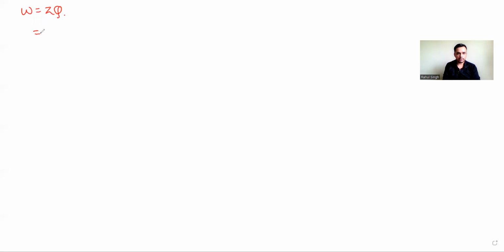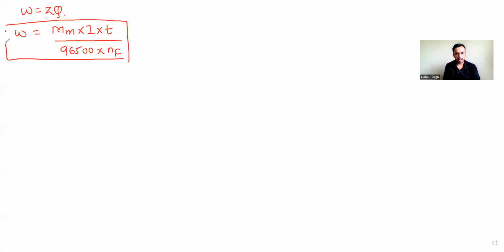And we have the value for Z, that is the molecular mass, and Q is I into T, all divided by 96500 into the n factor. So this is the first formula that we can use to calculate the weight, molecular mass, or whatever we need to calculate. This is the first formula that we can remember, and we can make changes to this particular formula.